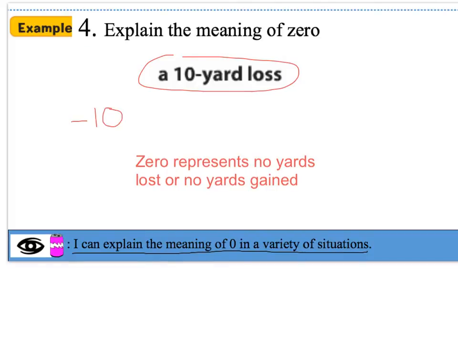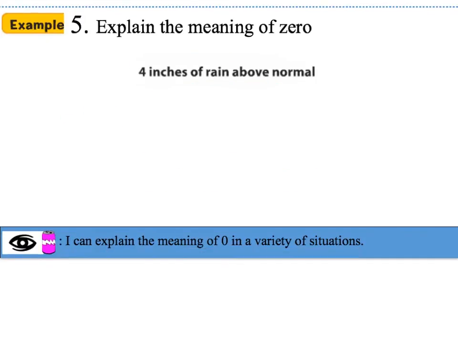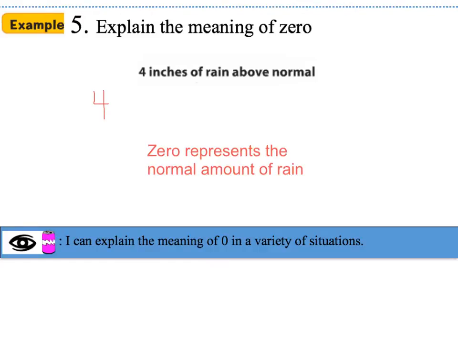But in this situation, 0 represents no yards lost or no yards gained. For example 5, it says explain the meaning of 0 for the situation below. And we have 4 inches of rain above normal. And in our previous examples, we stated that that integer represents negative 4. And in this situation, 0 represents the normal amount of rain.